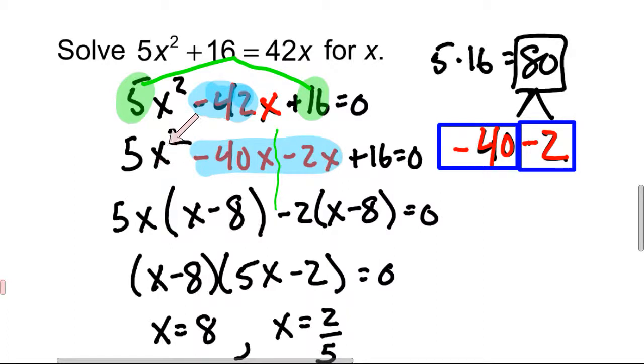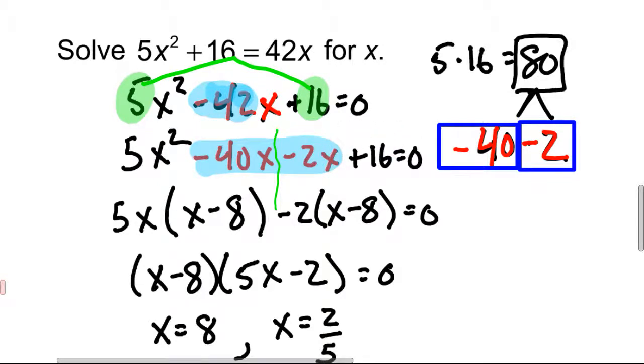And how about an x squared and an x? Well, they both have an x in common. So I factored out a 5x, and then I say, well, 5x times what gets me 5x squared? Well, I'm missing an x, because 5x times x is 5x squared. And then 5x times what gets me a negative 40x? Well, that's got to be a negative 8. Okay? Now I look on the right side of the equation over here.